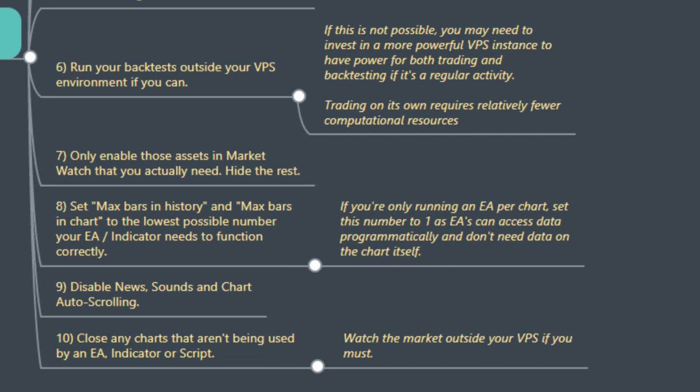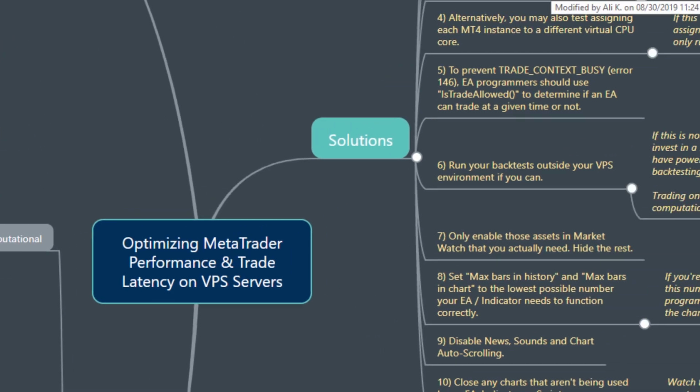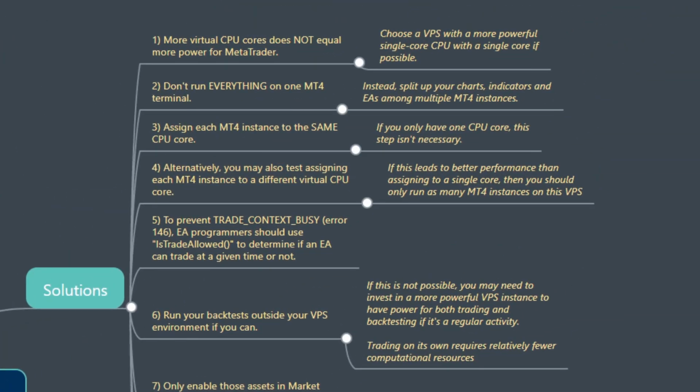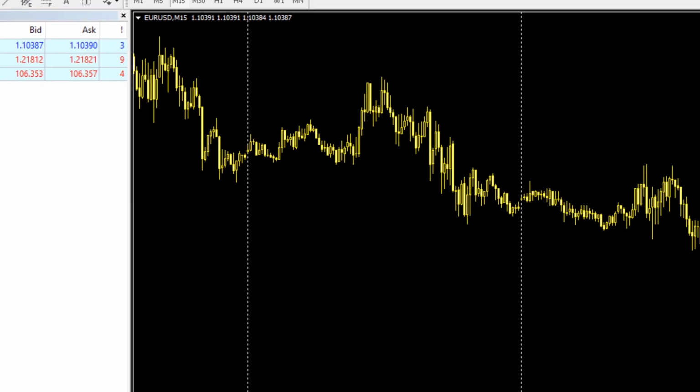The first thing is you can assign each MT4 instance to the same CPU core on your VPS server. So for example, if you have a VPS that comes with a CPU that has 4 cores, allegedly, those are 4 virtual cores. So you don't want MetaTrader 4 messing about with 4 virtual cores. In that case, what you can do is, if you have MetaTrader 4 running already, like we do here, but this is a local machine, we'll go to Task Manager.